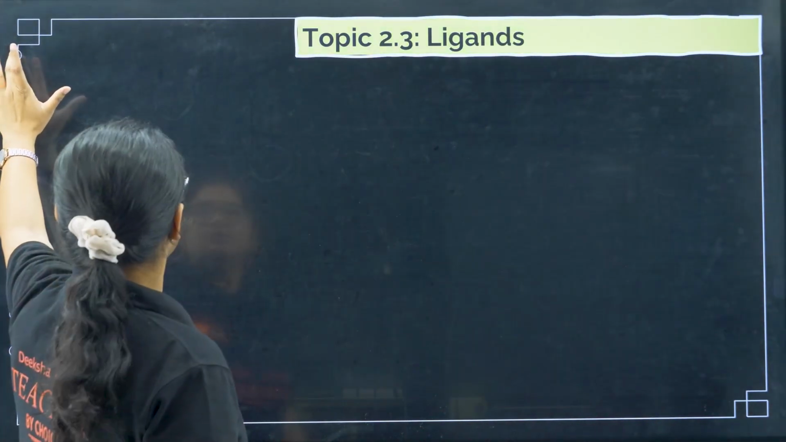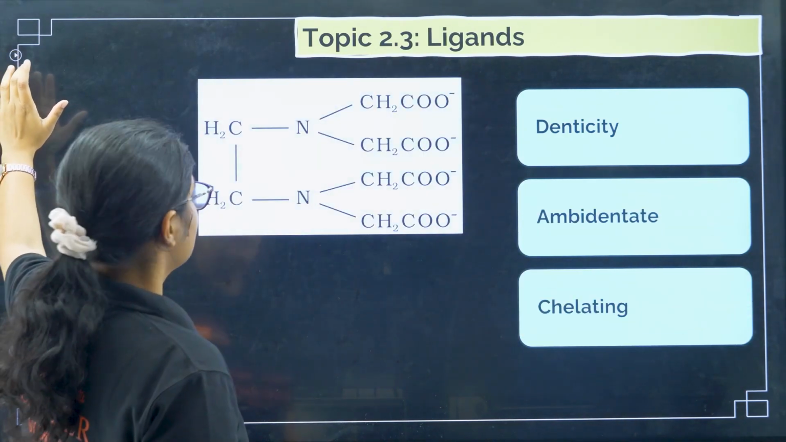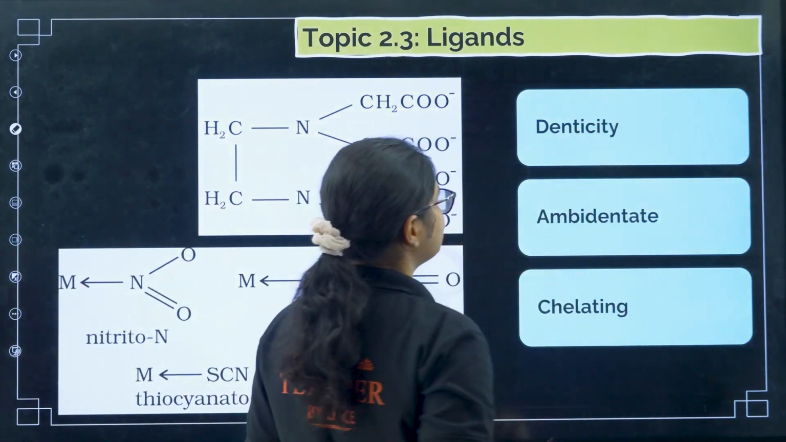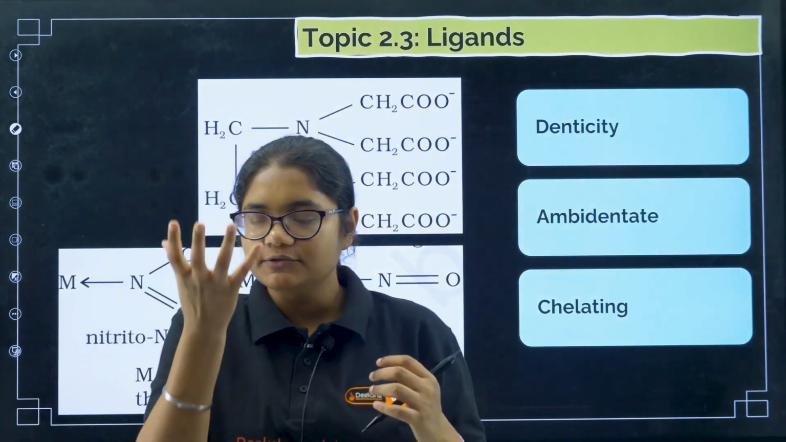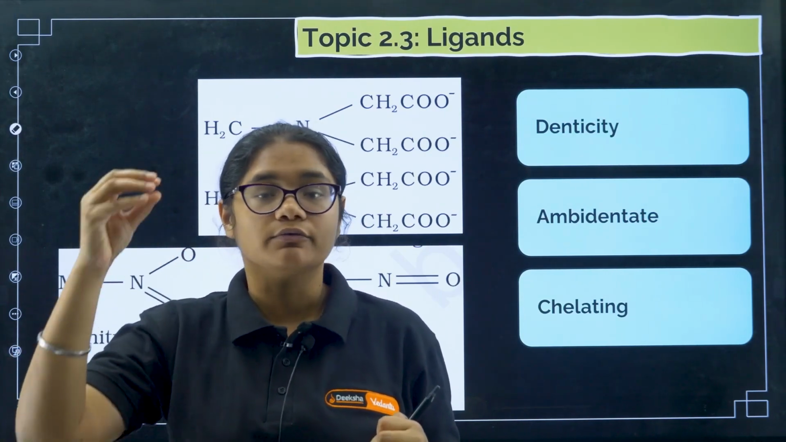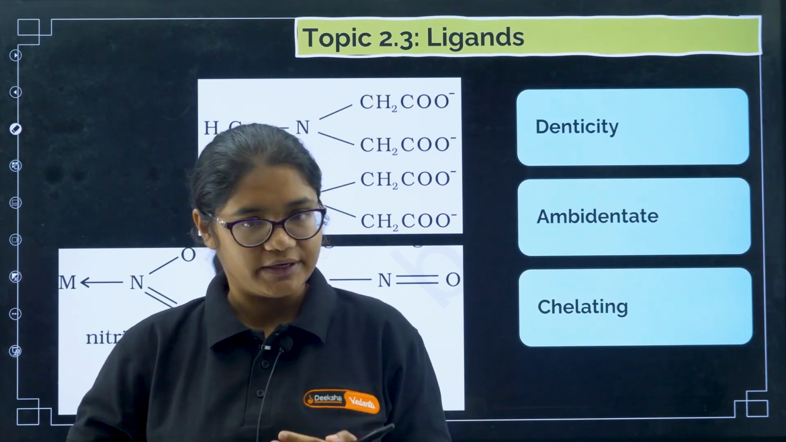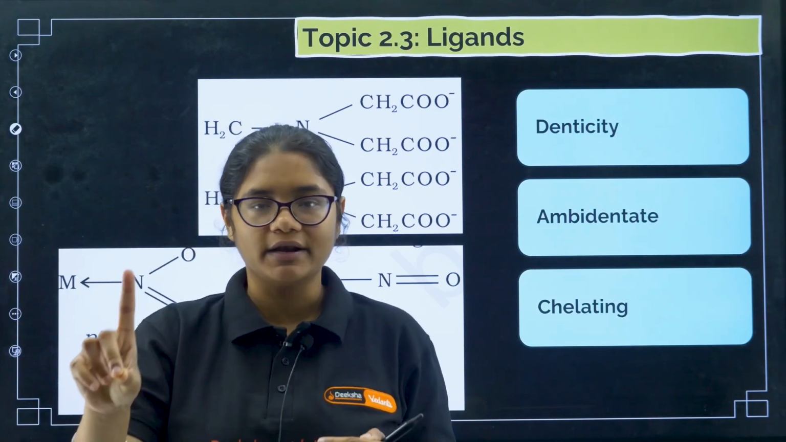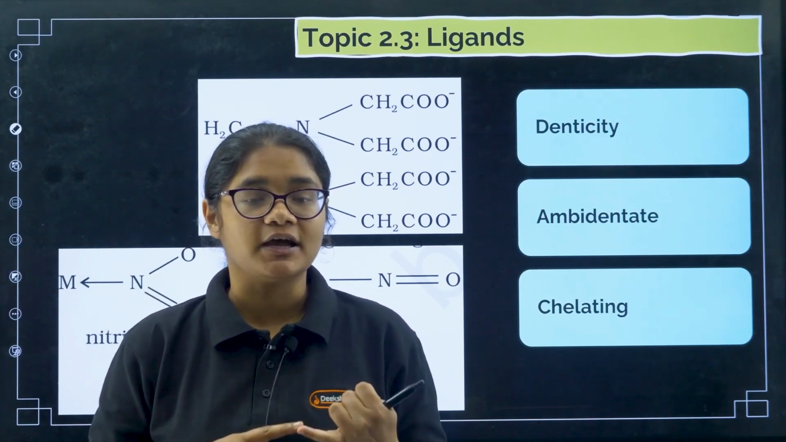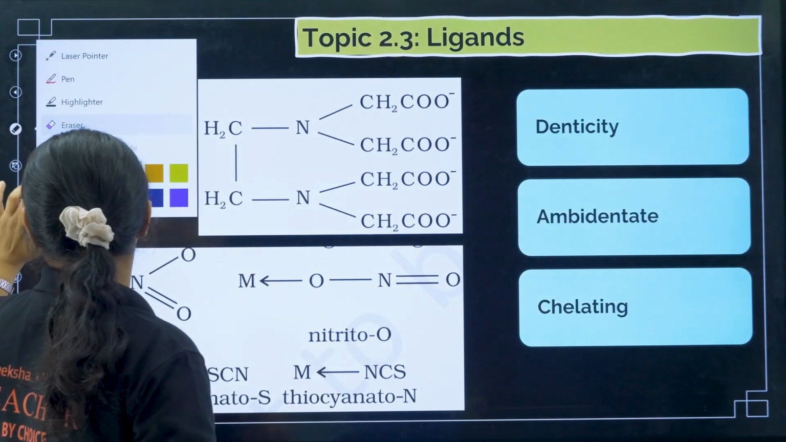Now we will move to the next one, ligands. The first thing you should know about a ligand is denticity. Denticity means: you have a ligand, and this ligand has how many atoms which can form a bond with the metal. Generally ligands are unidentate, meaning one ligand has only one atom which can form a bond with the metal, but there are also certain ligands which are didentate. I'll give you an example of a didentate ligand.